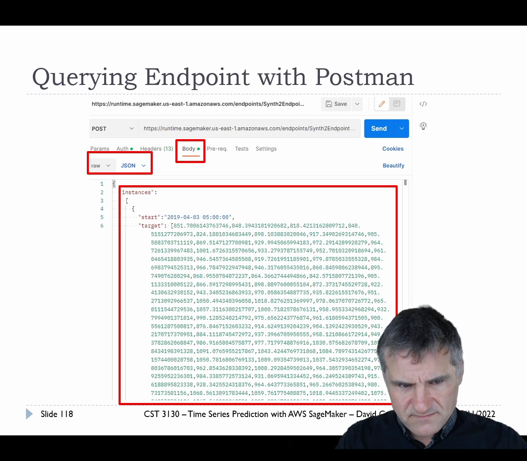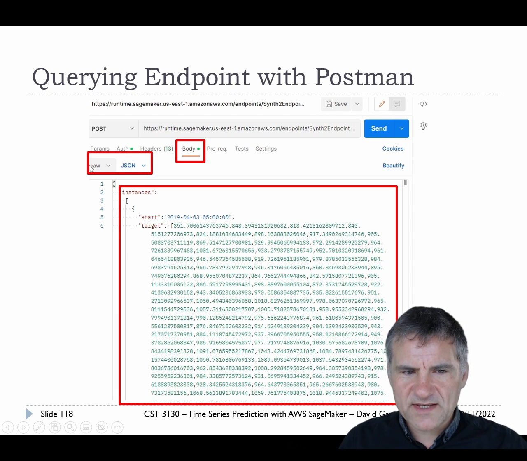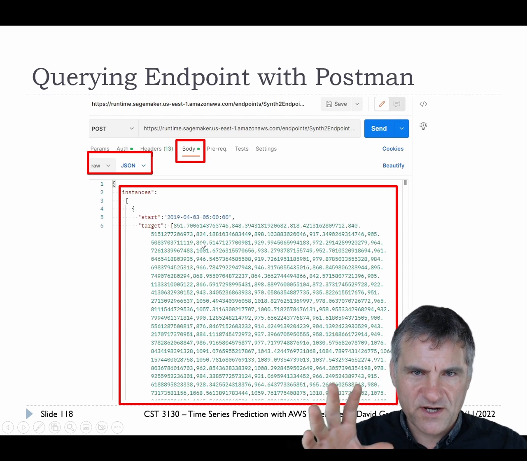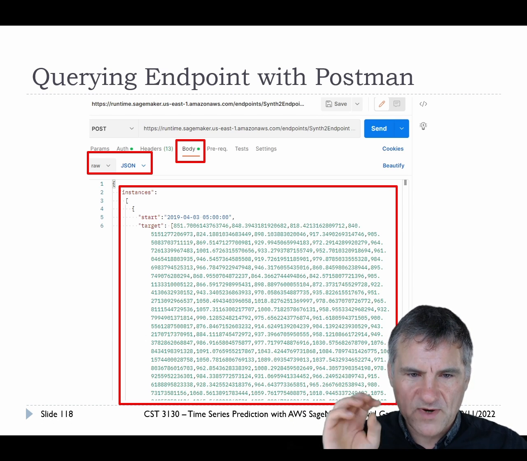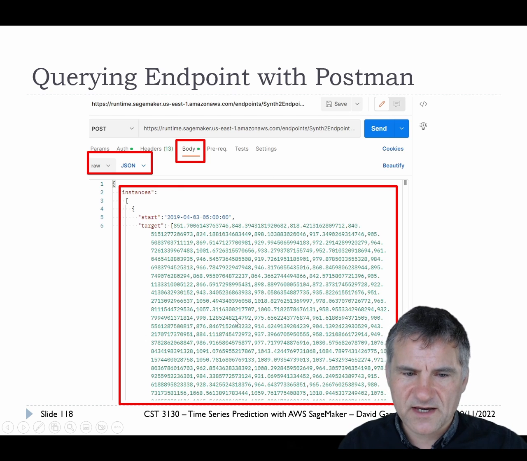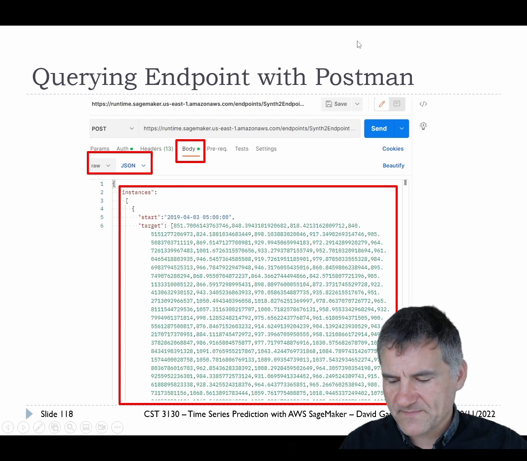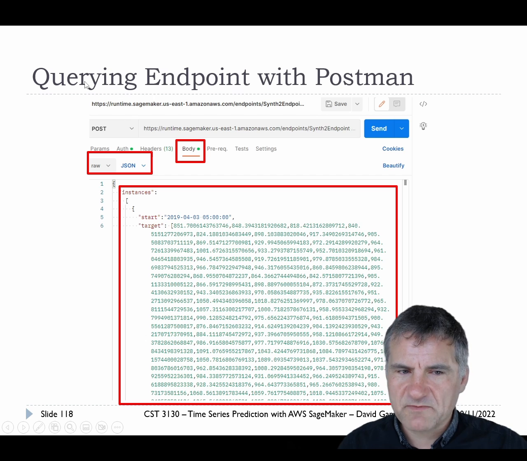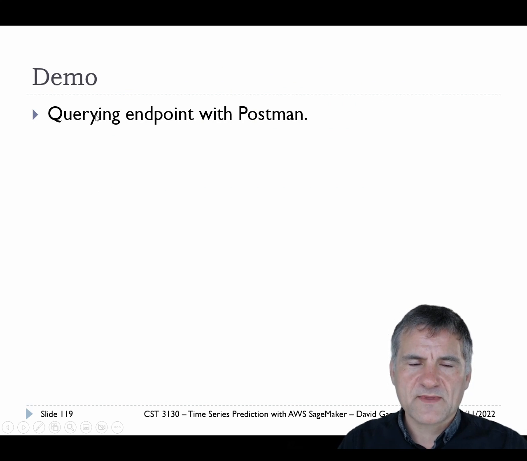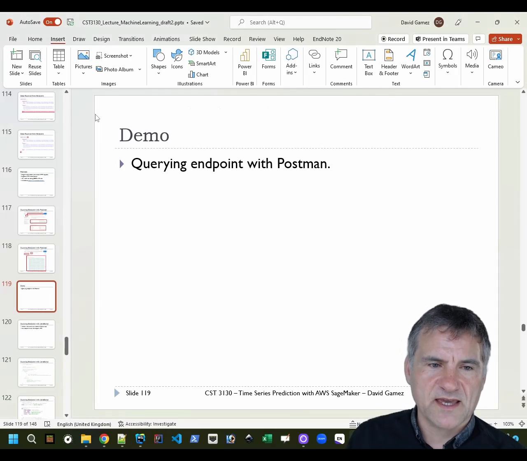And then within the body, select the raw data type and then JSON. And then that blob of stuff I showed you that we pinged the endpoint with, we just need to put it in here: the start, the target, and all the configuration stuff. And then make sure it's POST, it doesn't work with GET. And then we ping the endpoint, and then we get the response.